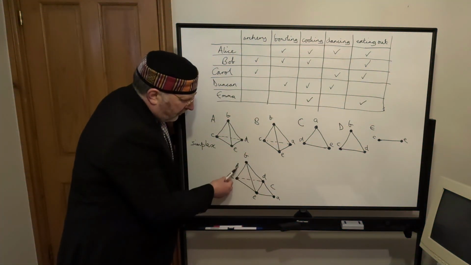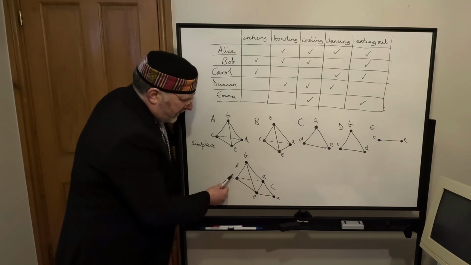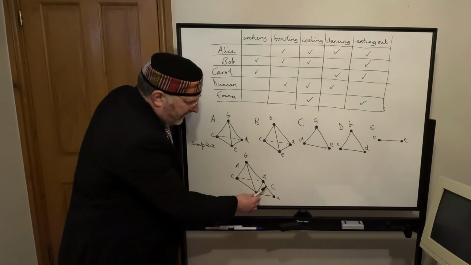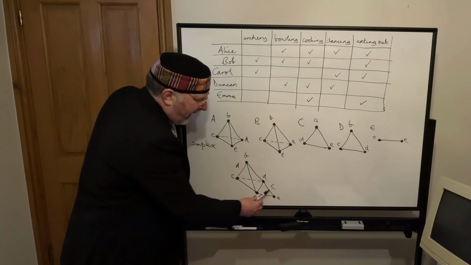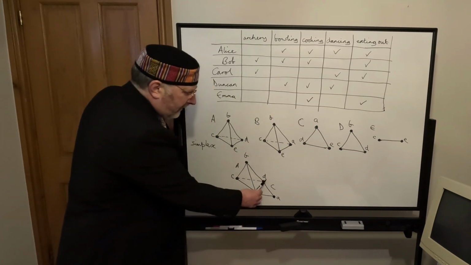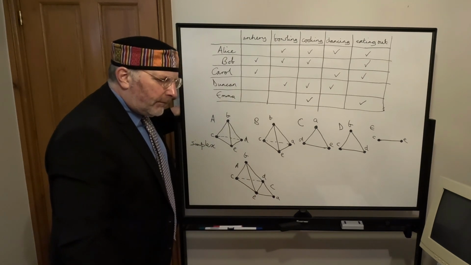So there's the simplex representing Alice, our tetrahedron, B, C, D and E. And then there's the simplex representing Carol, the triangle DEA. And they're connected along that 1 simplex.